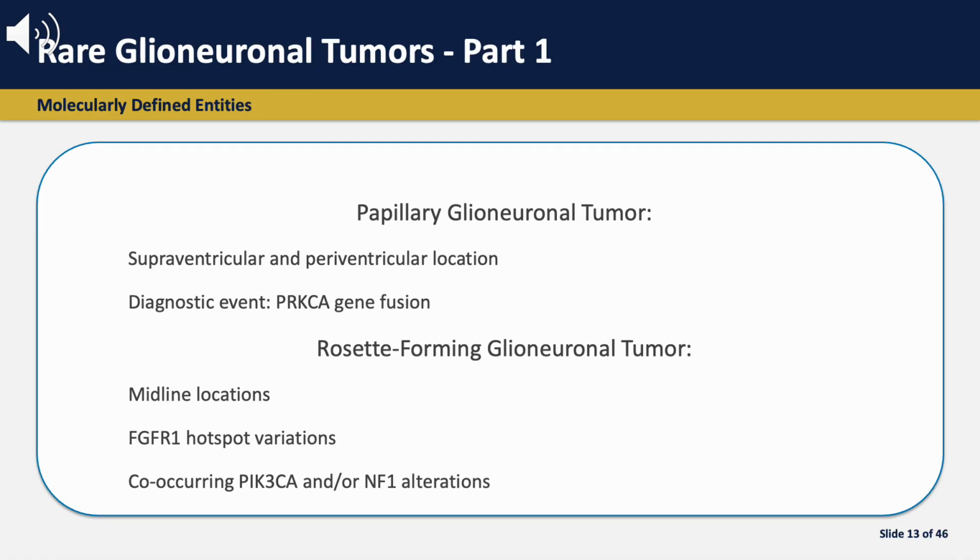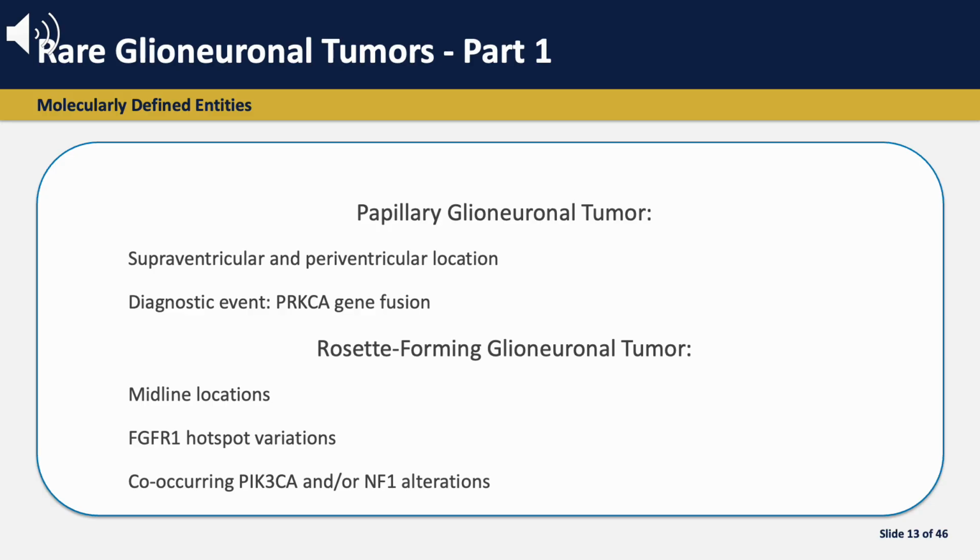Several additional rare glioneuronal tumors are included in the 5th edition of the WHO Classification of Tumors, which can show overlapping features and often require molecular testing for confirmation. All of the following tumors are WHO grade 1, and key differentiating features are highlighted. Papillary glioneuronal tumors are usually supratentorial and periventricular in location, and the diagnostic genetic event is a PRKCA gene fusion.